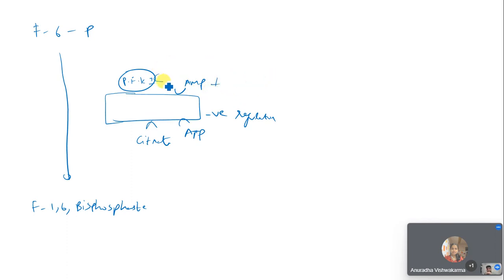And then the most important part, the strongest of all the positive regulators, is fructose 2,6 bisphosphate. This is the strongest regulator of this. When this binds to this phosphofructokinase 1, it basically fast forwards the reaction. I mean, this process will go at a higher rate.